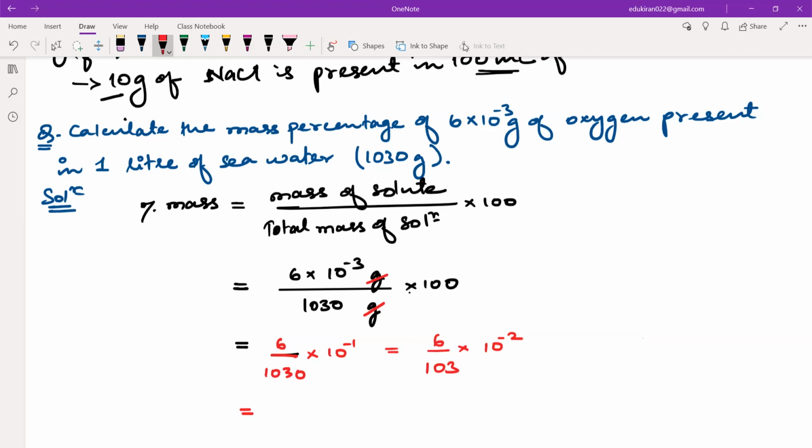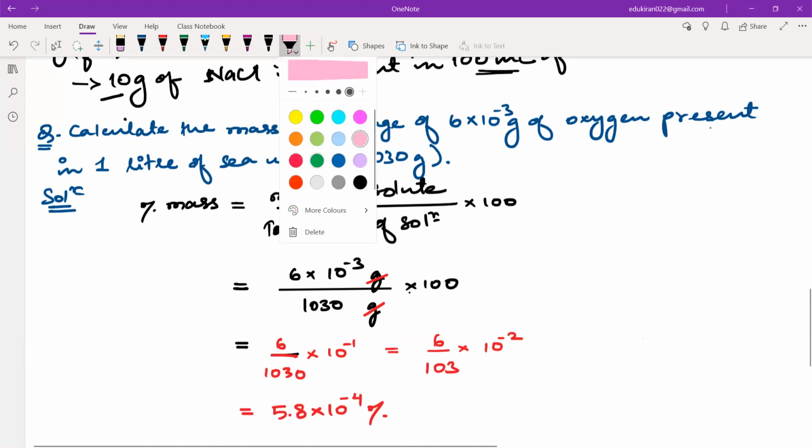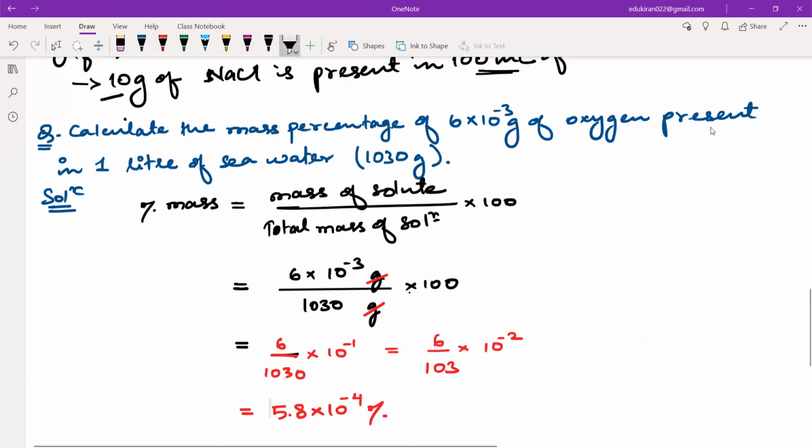Those who have not calculated, Siham, you got it right. That is 5.8, but it will be into 10 to the power minus 4 percentage. Okay, sir. But still, it is in percentage, right? This feels very awkward to speak, right? Can you see that? 5.8 into 10 to the power minus 4 percentage.